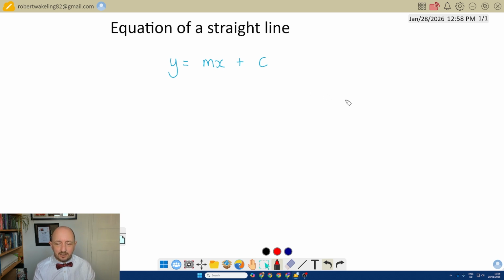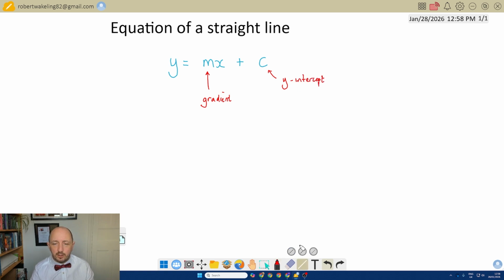Okay, so it's kind of like a different strategy for your revision. If you see a straight line and they ask you for the equation, think of y = mx + c. And then m, the number that goes here, is called the gradient or the slope of the line. And then there'll be a number left over here, which is called the y-intercept.